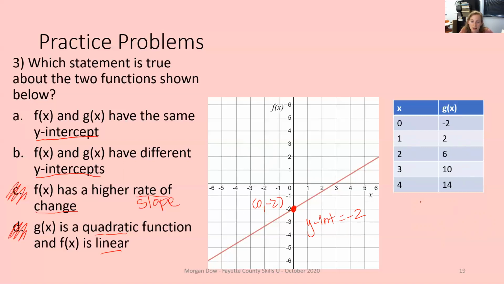So you want to notice that your x value here is 0. That will always be true for your y-intercept, right? Your y-intercept is always going to be lined up with 0 on the x-axis. So if we come over to the table, when we're looking for a y-intercept, you want to look for where the x value is 0. And I see that right here. I've got an input of 0, and I've got an output of -2. So it actually looks like these functions both have the same y-intercept. And so choice A is the true statement.